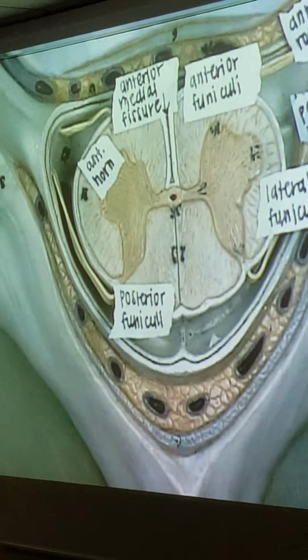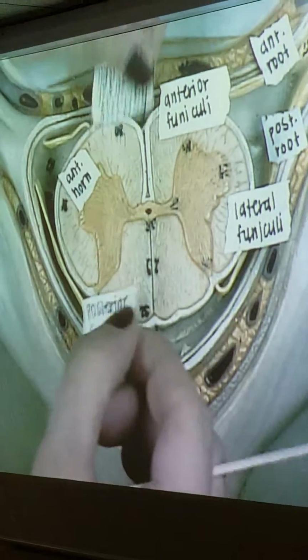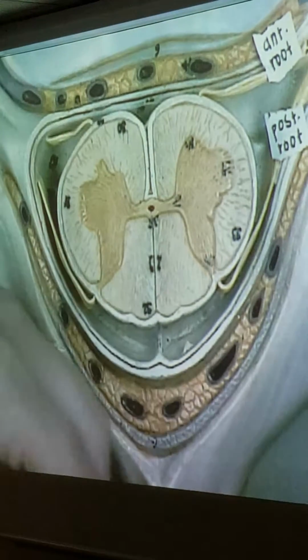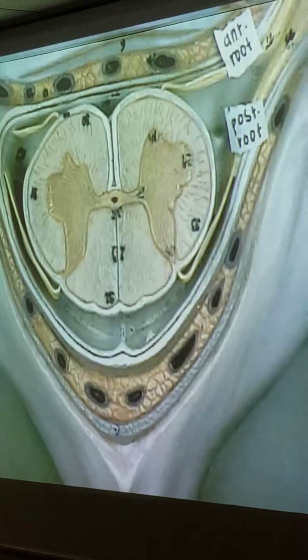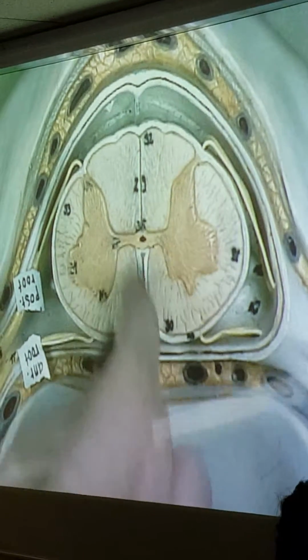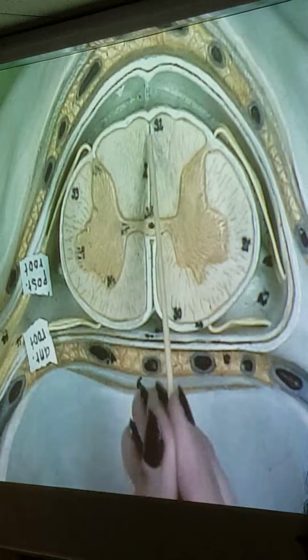We have another model that shows these features within a vertebra, which is nice because we can also see the meninges. I'll put them back on for you guys later. So again, identifying posterior and anterior, so I'll flip it around so it matches the one we just did. My more prominent invaginations, the anterior median fissure, and then the posterior median sulcus.